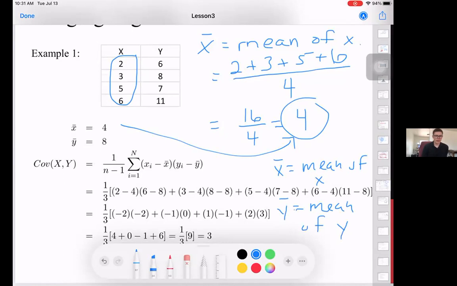Yeah, perfect. Thanks for pointing that out. That would have been very easy to miss. So thank you. Other questions?